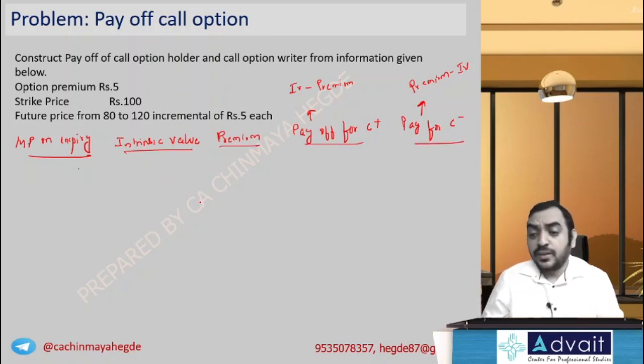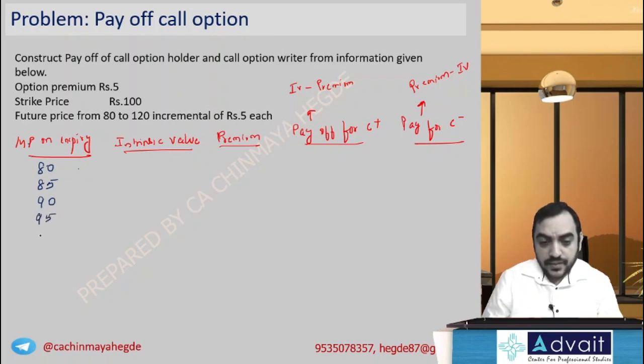So let's prepare this table in every problem when we are computing the payoff in options. Let's follow the structured format, easy to follow. And when you do it repeatedly, it will come to you automatically. Okay, market price on expiry, what are the values? 80, 85, and so on till 120. So 80, 85, 90, 95, 100, 105, 110, 115, 120.